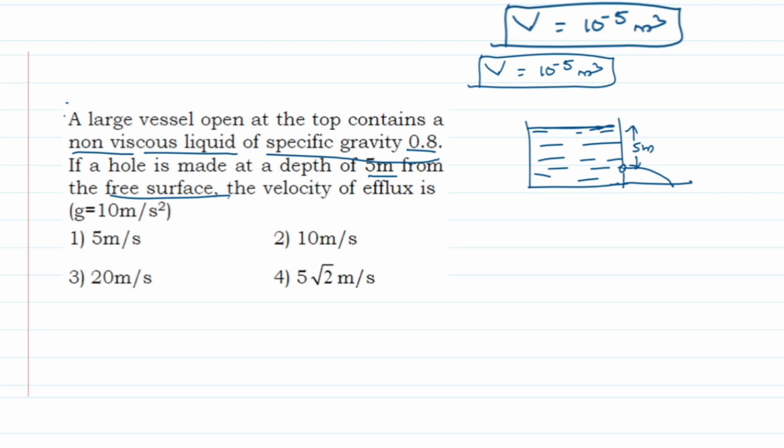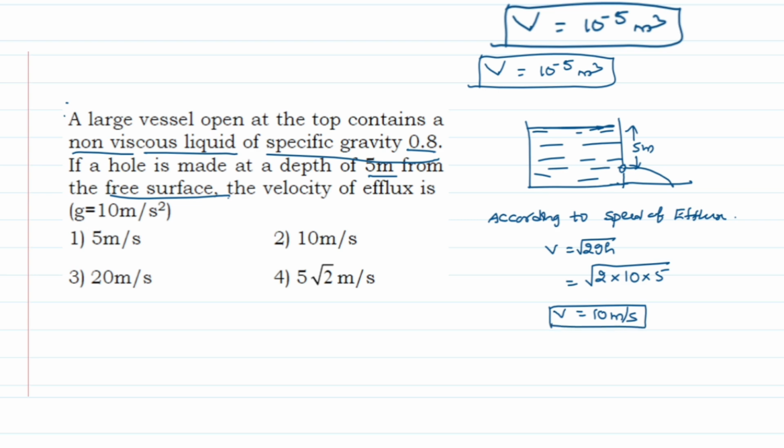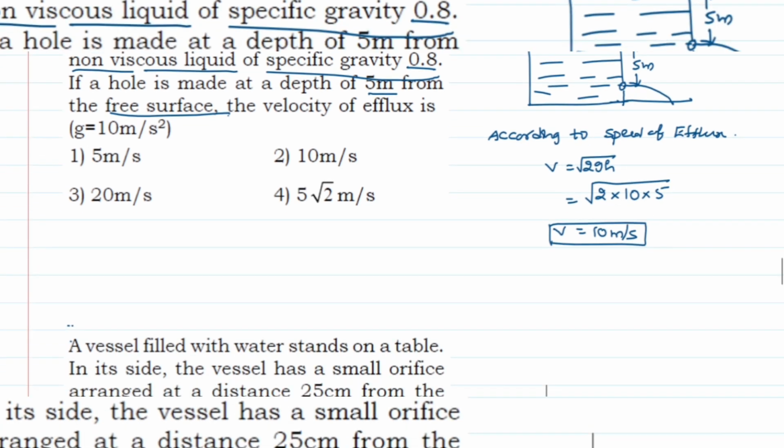It's a direct formula, student. According to the speed of efflux concept, with what velocity the fluid is coming outside, this is the formula, square root of 2gh. 2 into g, you can take g as 10, h is nothing but the height above the orifice, given as 5. So we will be getting velocity, 2 5s are 10, 10 10s are 100, square root of 100 means we will be getting 10. So 10 meter per second will be the correct answer. Now look at the next question.